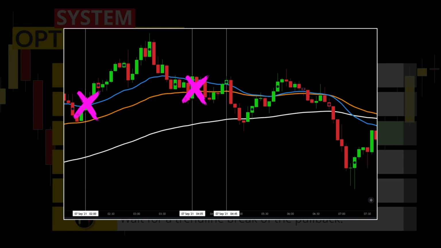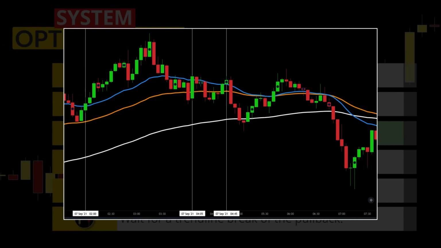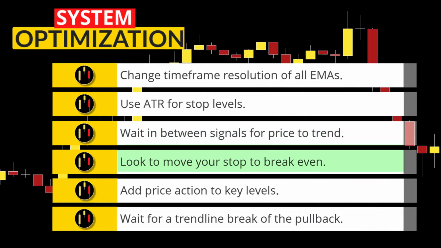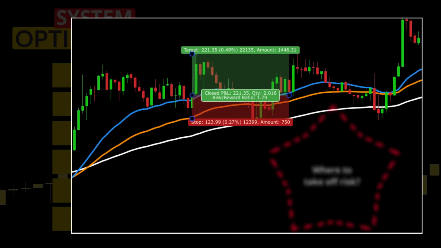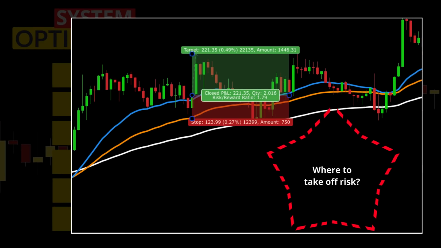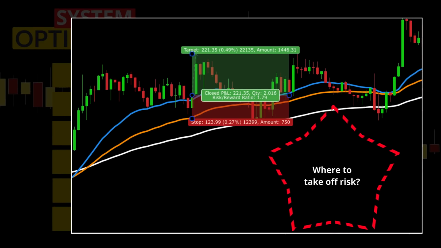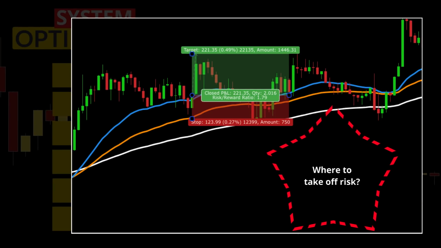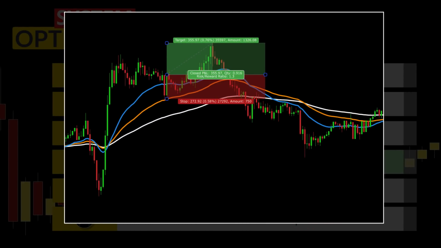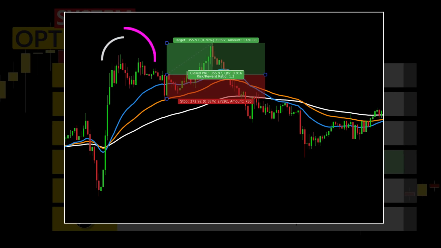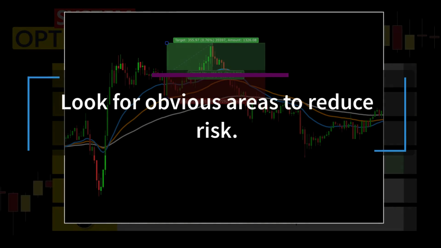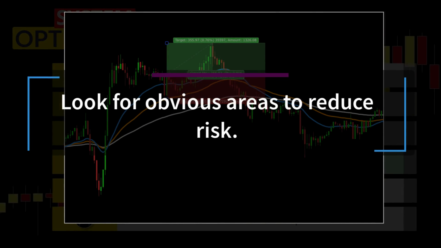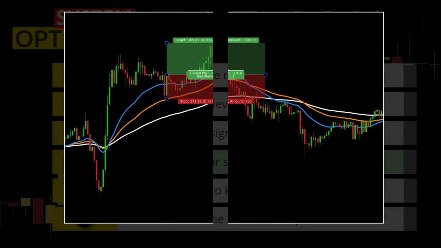And on this chart, you can see a set of bad long entries. Fourth, looking at this chart, you can see that moving the stop to break even after 1-to-1 is hit would have saved this trade. When trading a trend following system, you want to look for places where there is opportunity to mitigate risk. On this chart, you could look to eliminate your risk once this top is reached. Obvious places of market structure are obvious places to preserve your capital.